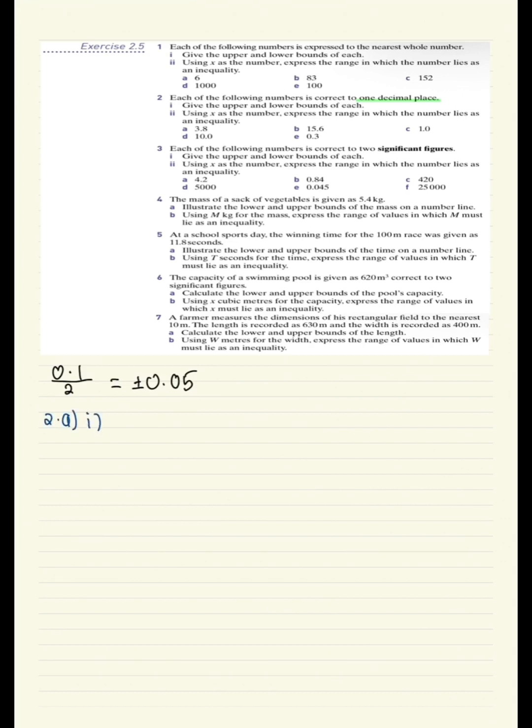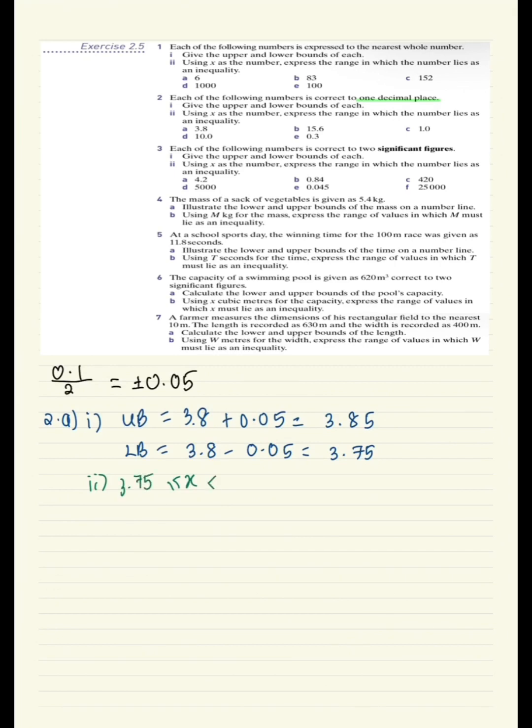Let's look at question 2a. 3.8. I'm going to plus 0.05 to find the upper bound, which would give me 3.85. And I'm going to minus 0.05 to find the lower bound, which would give me 3.75. So to express the range in which this number lies, x is more than or equivalent to 3.75 and it is less than 3.85.